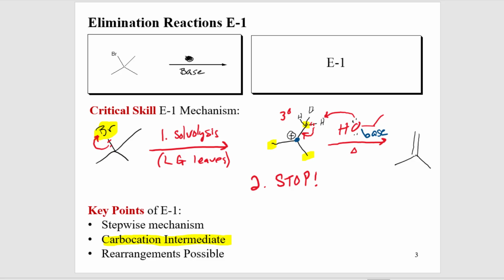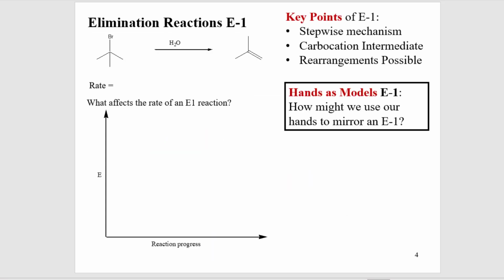So up until this point, you do solvolysis and you stop, you look around for rearrangements. This is the only differing factor between SN1 and E1: how the species behaves. It's not even a different molecule than we've seen in SN1. So we'll get to that, but let's finish talking about E1 first.